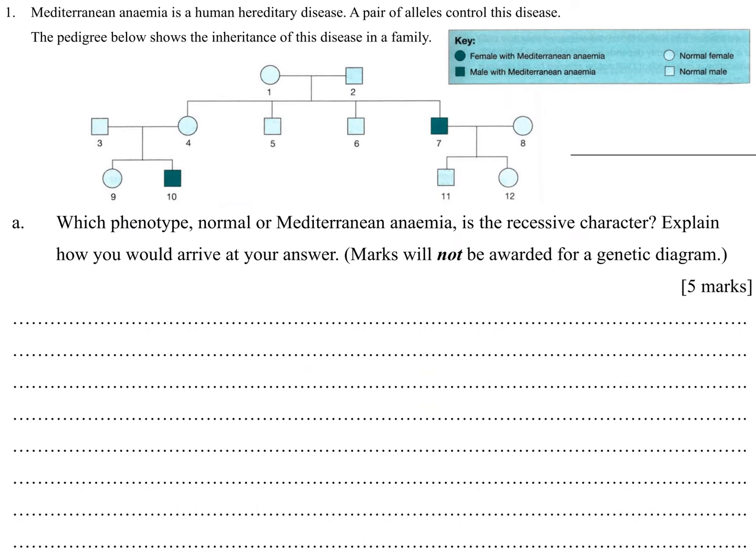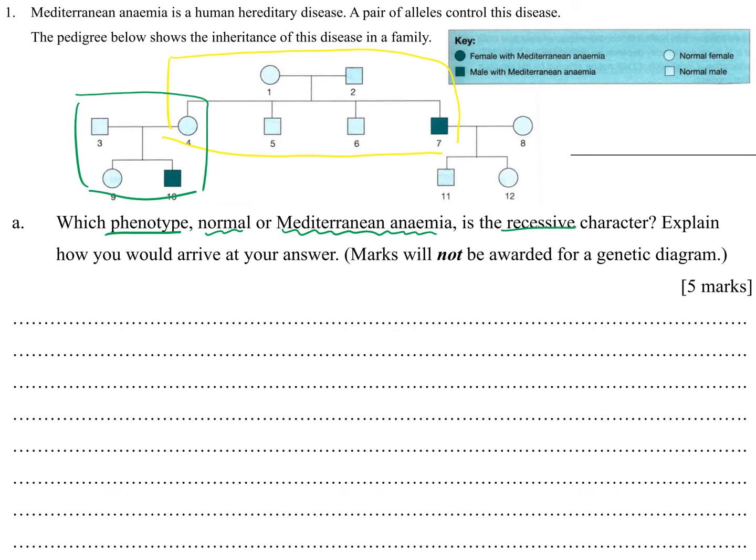Let's take a look at question 1. Which phenotype, that means the character, normal or Mediterranean anemia, is the recessive character? Explain without the use of a genetic diagram. Alright, so choose the correct family. You can either choose the family in yellow or you can choose the family in green. This time I'm going to use the family in green. So let's take a look at the parents first.